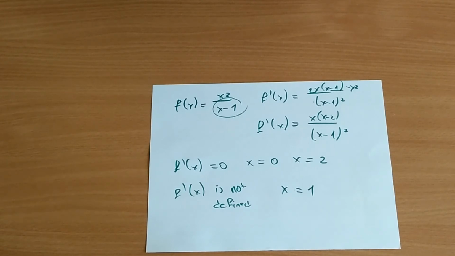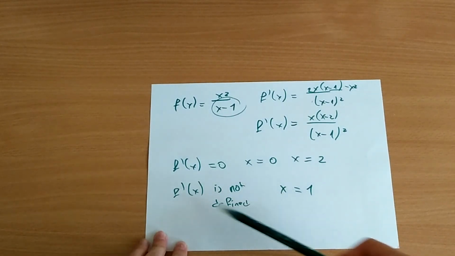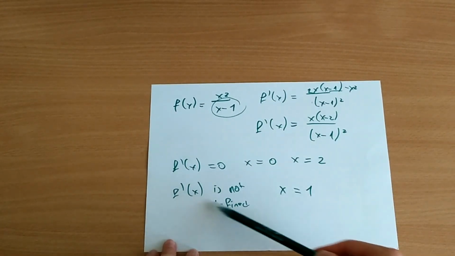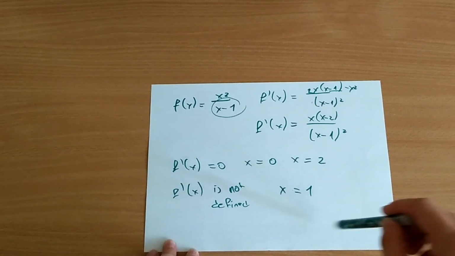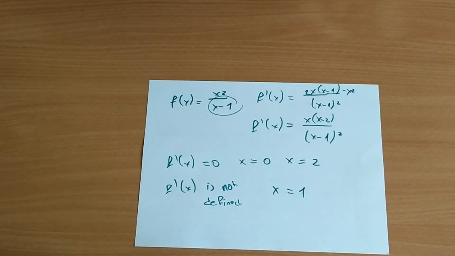So what we can take from this is that critical points are found when the derivative is either equal to 0 or is not defined, but we need to be careful to check if the function is defined at those values. Like in this example, even though the derivative is not defined, this is not a critical point since the function is also not defined at that particular value.